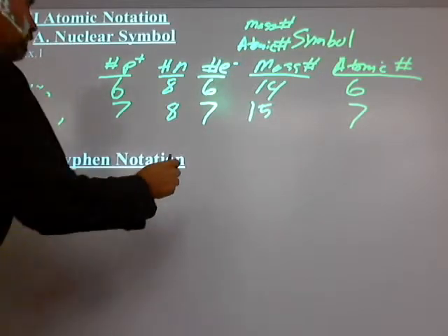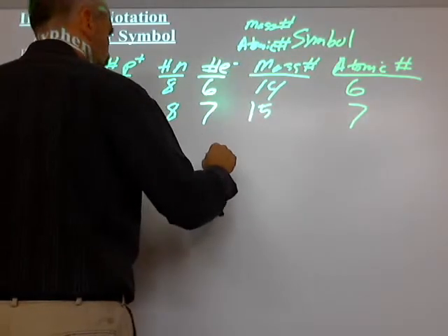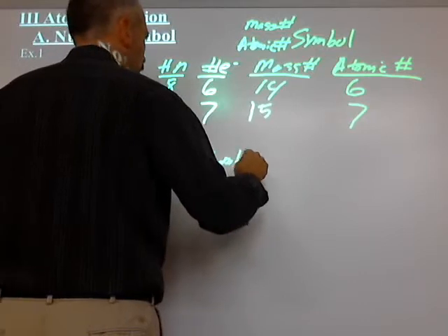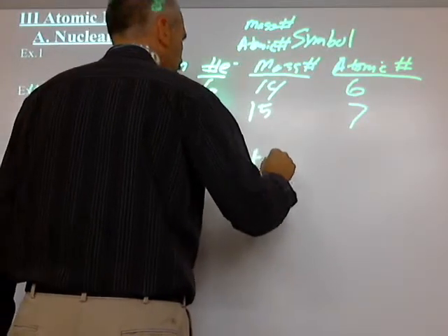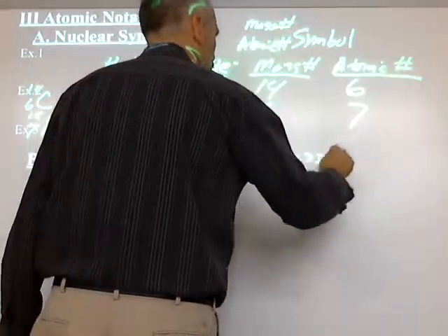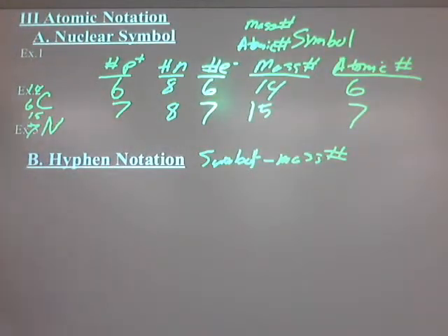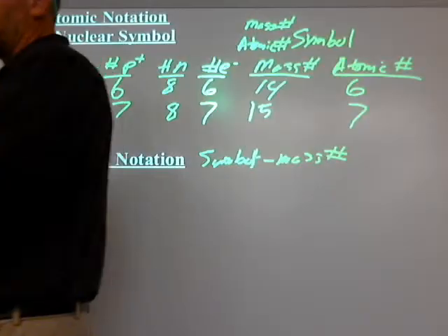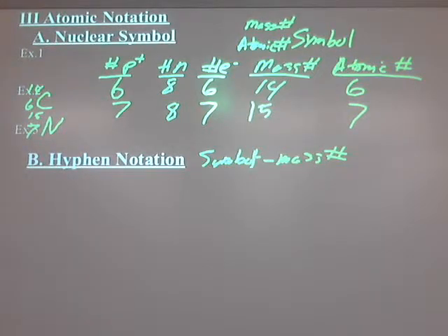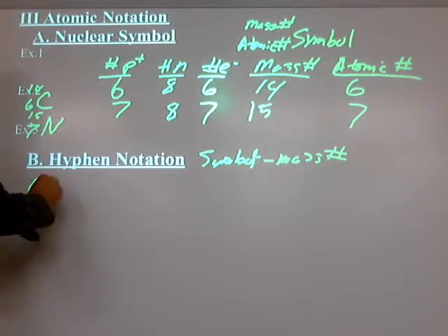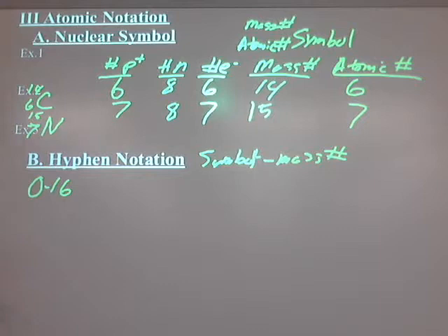You simply put down the symbol followed by the mass number. It's not quite as descriptive, and you need to use the periodic table a little bit more because it doesn't tell you the atomic number when you do it this way. So, for example, if I gave you O-16, I would write it that way.